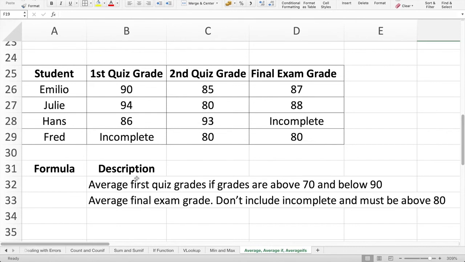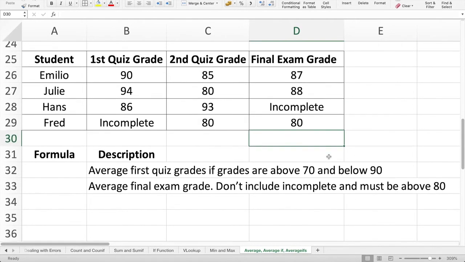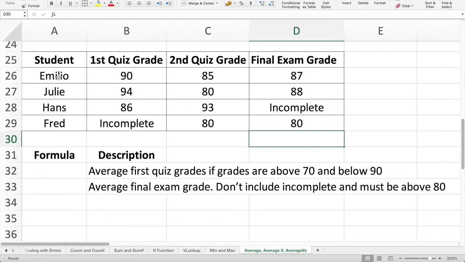Okay, now, here we have the example for average ifs with an S. So we have the first column, student. We have Emilio, Julie, Hans, and Fred. We have first quiz grade, second quiz grade, and final exam grade. Okay, so the task we are currently facing right now is to have the average first quiz grade if grades are above 70 and below 90 and not incomplete.